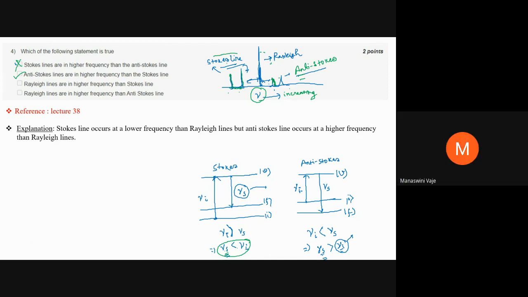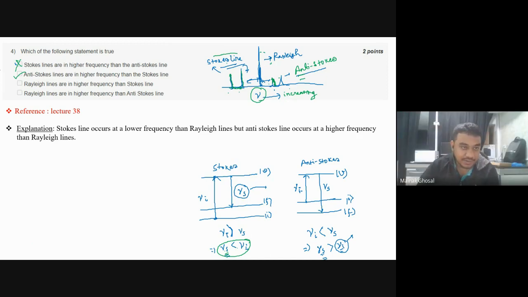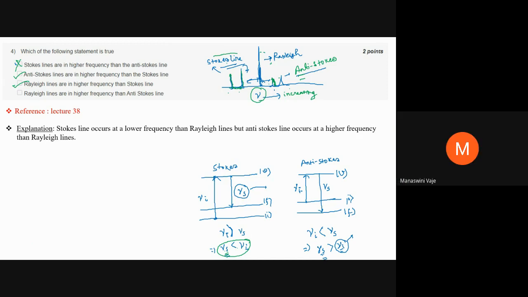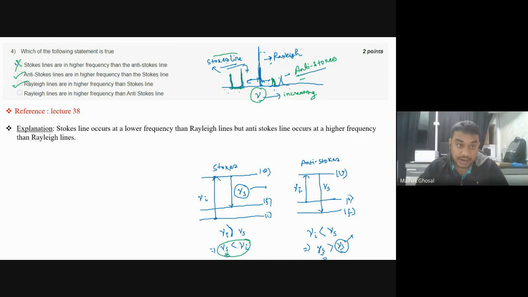Rayleigh, exactly. So your Rayleigh lines will have higher frequency than the Stokes line. Now Rayleigh lines are in higher frequency than anti-Stokes lines. So among Rayleigh and anti-Stokes, which will have higher frequency? Anti-Stokes. Rayleigh lines must be in lower frequency, so that will not be correct.